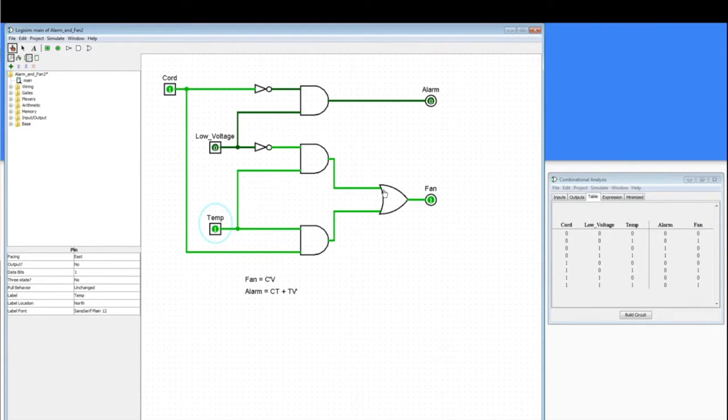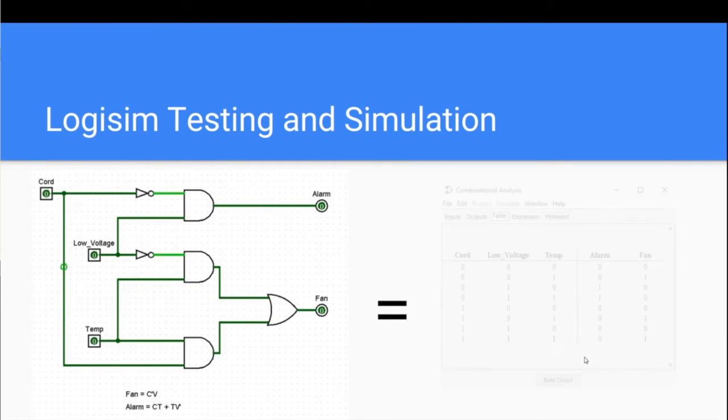Now the alarm should only have an output of 1 when the input for cord is 0 and low voltage and temperature are 1. So let's make those changes. And there you go. Alarm has an output of 1. And just to do one more check, both the fan and alarm should have an output of 0 when the inputs for cord is 1 and low voltage and temperature are 0. So I'm just going to reverse these inputs. And there it is. Alarm and fan both have outputs of 0. So after testing all the different input scenarios on our digital circuit, we concluded that the outputs of our digital circuit match the expected outputs of the truth table.